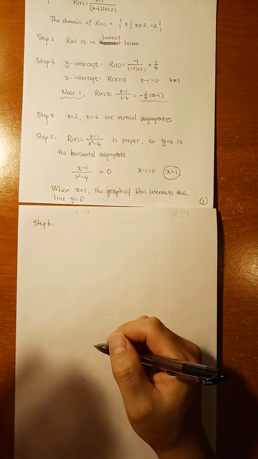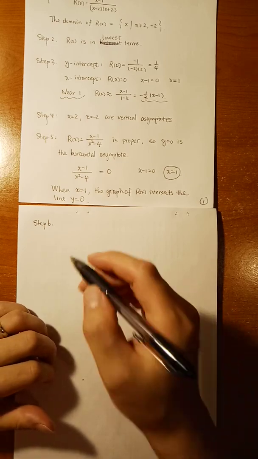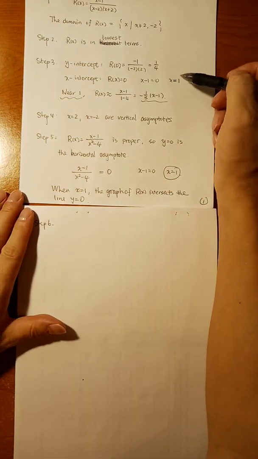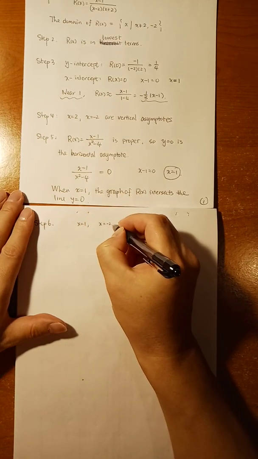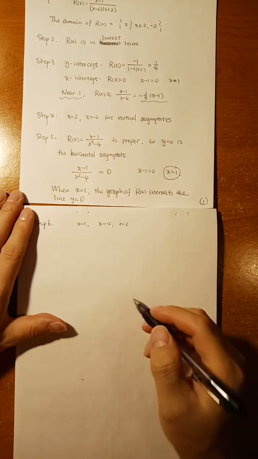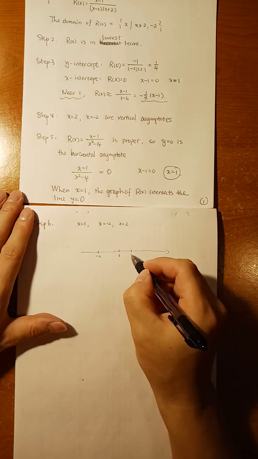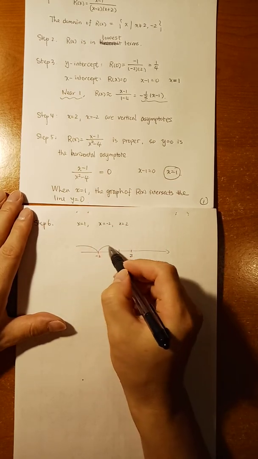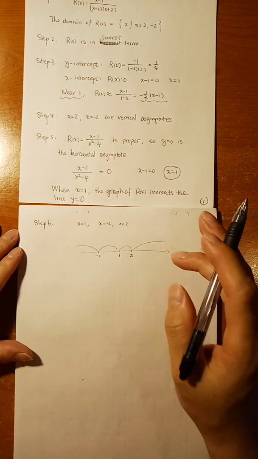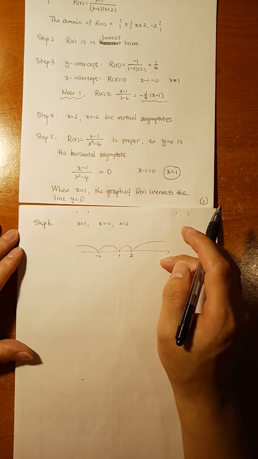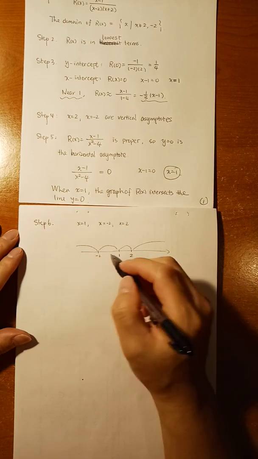Step 6, we use the zeros of the numerator and the denominator to divide the number line. The zero of the numerator is 1. The zeros of the denominator are negative 2 and 2. So you have negative 2, 1, 2, and then you have four parts. On the 4 different subintervals, you pick a sample point.